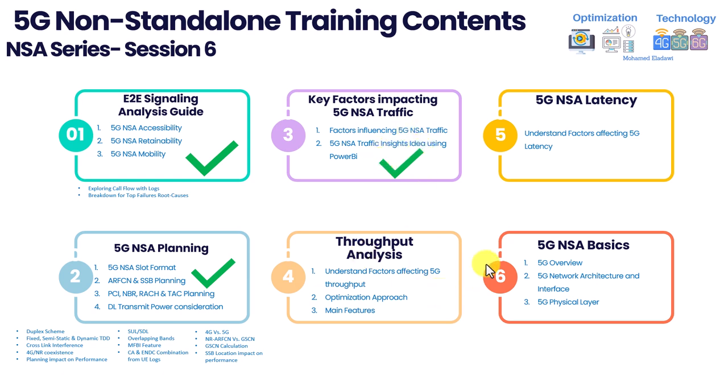And then the next sessions, the remaining, will be covering these 3 points, which are throughput analysis, an overview about the NSA latency, and also the main basics of the 5G in order. And this part I have added recently just to have a complete guideline about the 5G non-standalone in general, because I didn't go through the details about the overview and network architecture and even the physical layers and so on. So now let's move forward to see what we have about session number 6, which will be covering the third point, the K factors that can influence or impact 5G non-standalone traffic.